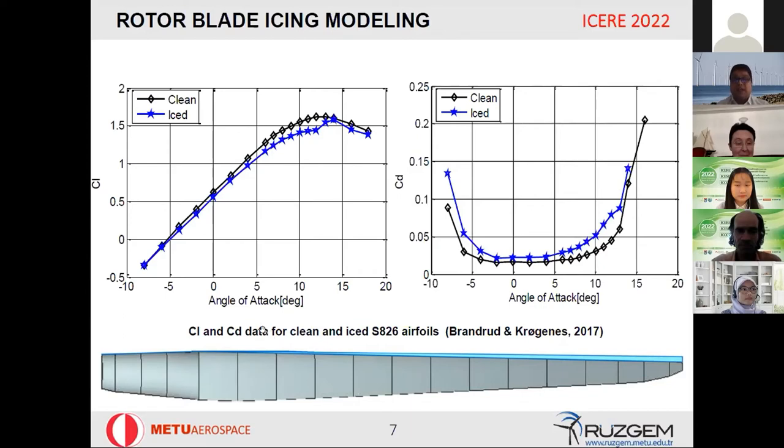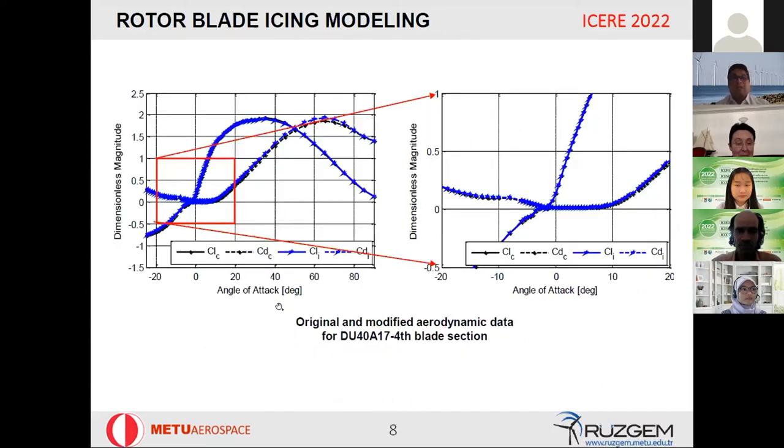So knowing these facts, I modified the aerodynamic data of the NREL 5 megawatt airfoils throughout the blade span, considering a very light ice accumulation to see what is happening in the main parameters. For instance, this DU40A17 is an airfoil section located on the third blade section of the NREL 5 megawatt turbine blade. You see, since it is very close to the blade root, there is a very slight drop in CL and a very slight increase in CD. And when I zoom in on this part, you can see there are very slight changes in these values.